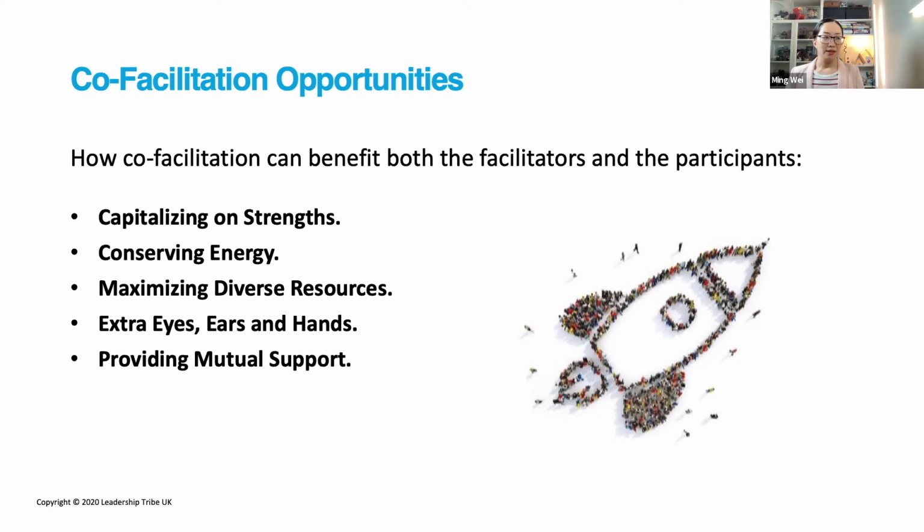Some facilitators are very good at storytelling. Some facilitators are very good at putting across an idea or a concept. Some facilitators are good at something else. So use those strengths and bring them together so we can deliver a wonderful session.